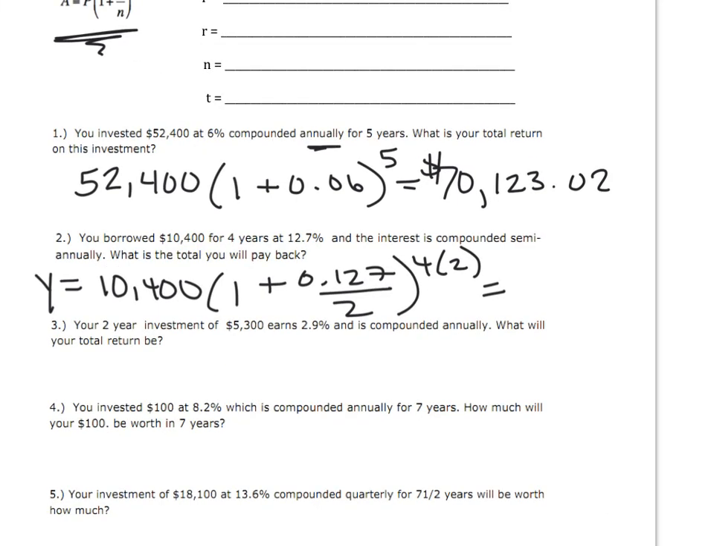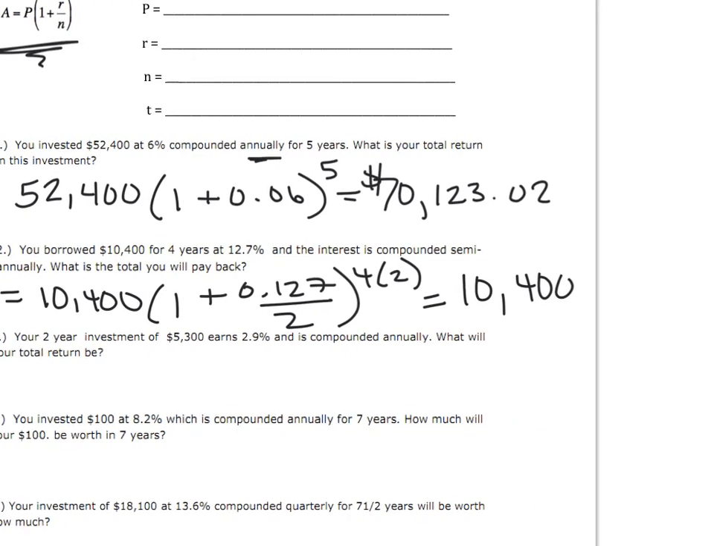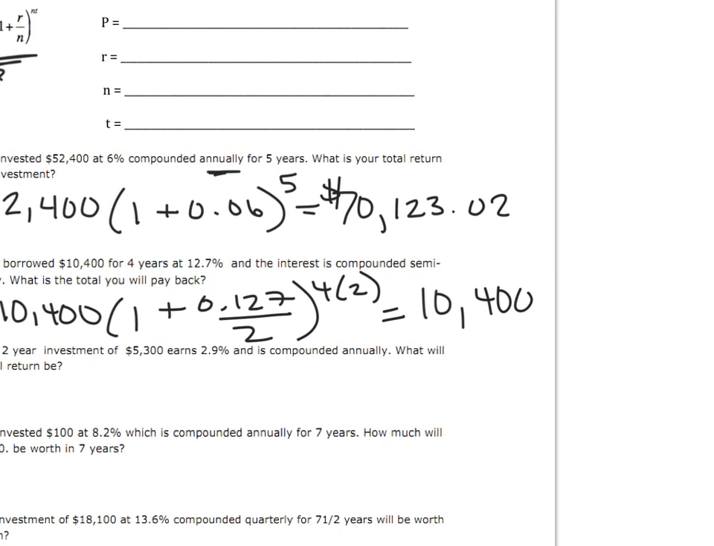So then when you go through and enter everything in, you'd have 10,400, and then in parentheses, it'll end up being 1.0635 to the 8th power. And then you can go through and figure out how much you'd have to pay back. So try the rest of these problems. We'll look at them next week, and we'll go from there.